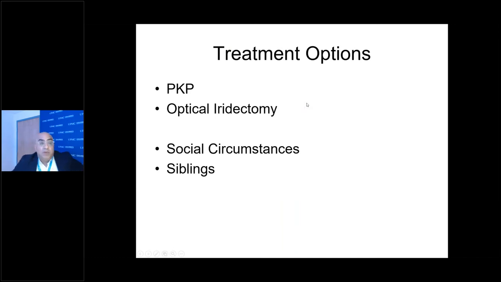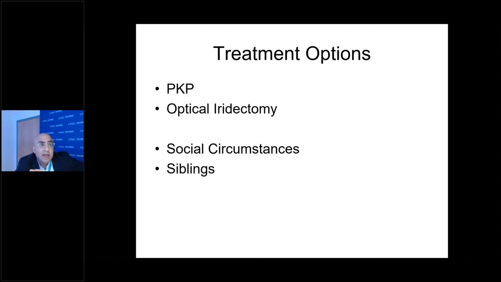So what are your treatment options? Penetrating keratoplasty, of course, is a treatment option, but so is optical iridectomy, and the social circumstances and the number of siblings that the child already has affects that decision making. Let me explain why. If you have a child who's the first child of a couple, the chances are that they will be able to devote the time and attention needed if a corneal transplant is done.